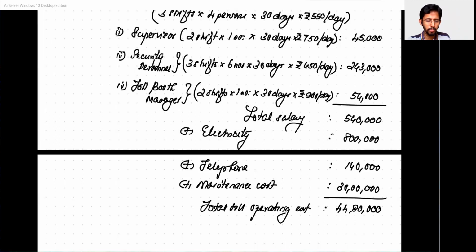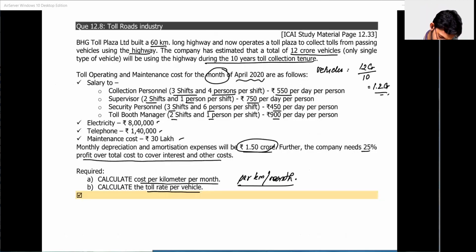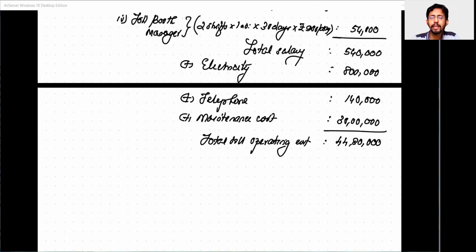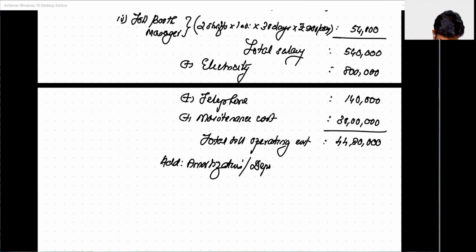Now with this, you have to add monthly depreciation amortization, which will be 1.5 crores. For tolls, the amortization or depreciation will be the biggest cost, because whatever cost they have incurred for constructing the road or whatever civil construction they have made, that has to be amortized over the period of the toll. So that will be the highest cost. Okay, so add amortization or depreciation cost. It is 1 crore 50 lakh.